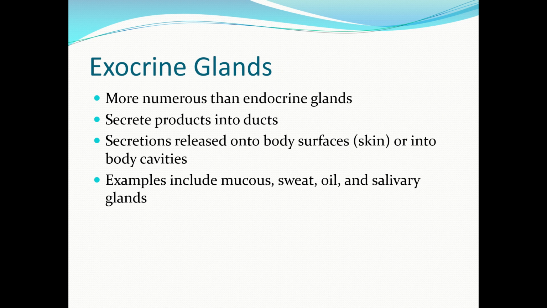Exocrine glands, however, are going to secrete their products into a duct. And then the secretion will travel through the duct and be released onto body surfaces such as skin or into body cavities. And so exocrine glands are going to be very numerous, more numerous than endocrine glands. You have trillions of them throughout your skin and internal body cavities. And they include mucus glands, sweat glands, oil glands, salivary glands, and the digestive glands that secrete enzymes.